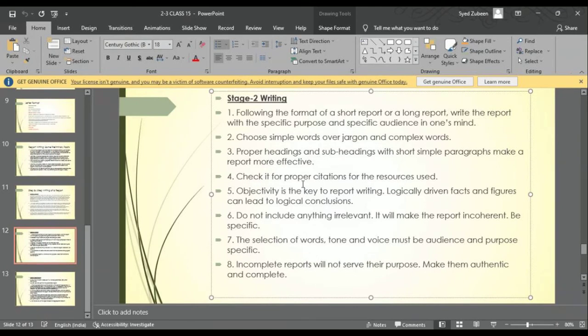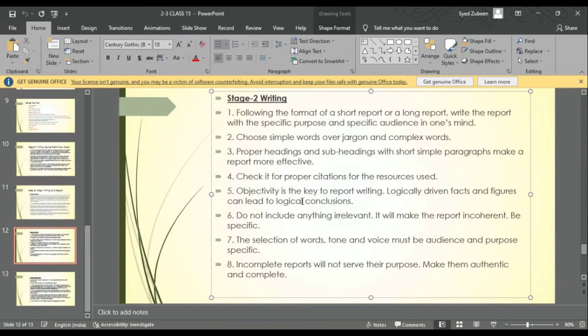Then check it for proper citations for the resources used. If you have used any resources, or if you have referenced any other articles or data or collected data from different sources, try to acknowledge them. Not try to acknowledge them, rather acknowledge them in the right format. So use proper citations for that. That is very important, because or else your report will be considered as plagiarized.